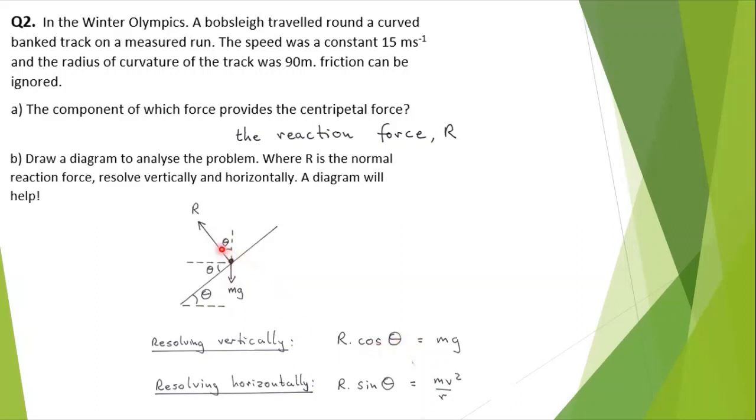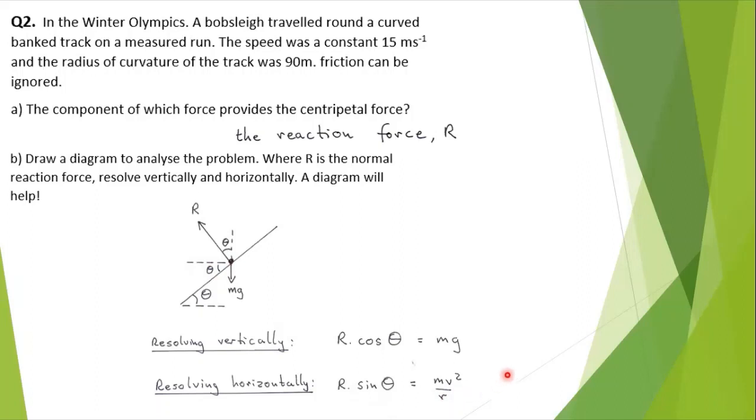Resolving horizontally, then we have R times the cosine of the angle that we move through gives us the component which is acting horizontally. And of course, it's R times the cosine of the angle that we move through, which is the sine of the other angle. So R sine theta, and what is that? That is the centripetal force. R sine theta equals mv squared over R.